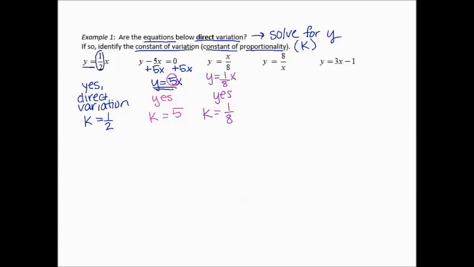Looking at my next example, it has y equals 8 over x. So in this one, it's a little bit different from my other one, because there x was on top, and this one has x on the bottom. So this one can also be written as y equals 8 times 1/x. And this will be a little bit different. Notice how here x is in the numerator, here x is in the denominator. So this one is not direct variation because x is on the bottom.